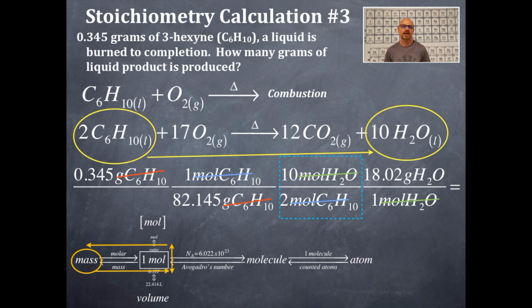I'm going to look at my significant figures. I got 3 significant figures for my first number because leading zeros do not count. An infinite number for the 1 in front of the mole, an infinite number for the 10 in front of the mole, because again it's counting, and 4 significant figures for the molar mass of water, 5 significant figures for the molar mass of the 3-hexyne, infinite number of significant figures for the 2 in front of the moles of the 3-hexyne, and an infinite number of significant figures for the 1 in front of the moles of water. The least number of significant figures I have is 3.